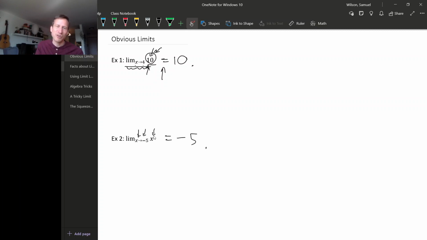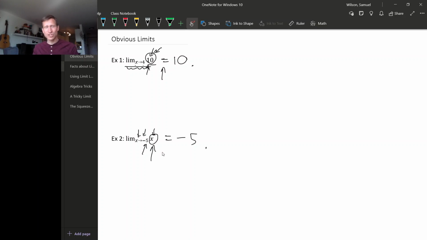All right, so the upshot of this is, if you have some limit and the function that you're taking the limit of is just your variable, then what you get is just the place where you're taking the limit. Unfortunately, that's about all of the really easy examples of calculating limits: constants and just the function x.